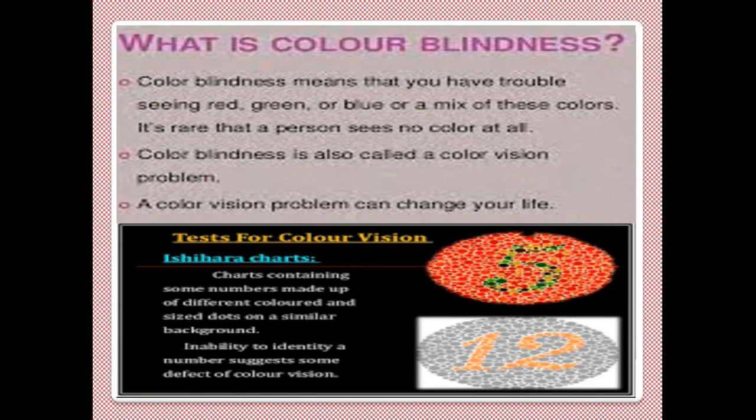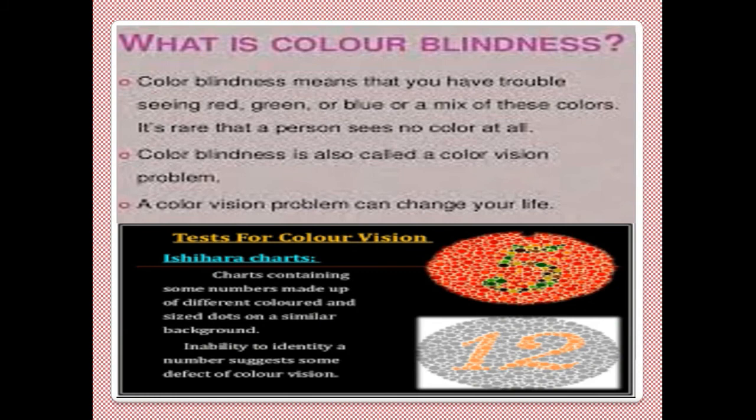So you will have color blindness. What is color blindness? Color blindness means that you have trouble seeing the colors of the VIBGYOR, red, green or blue, or a mixture of these three colors. That is called VIBGYOR, 7 colors of the rainbow. It is rare that a person sees no color at all. They will have black and white TV vision. Suppose you see a black and white TV film, what are you going to see? Only black and white. There is no color differentiation. So your vision will be like that if you have color blindness. It is also called a color vision problem. A color vision problem can change your life.